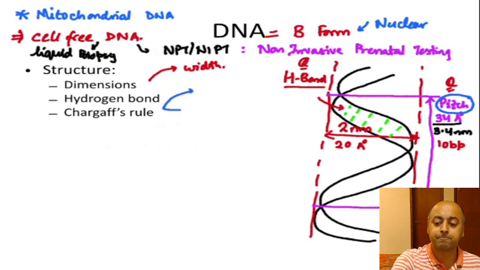In the Chargaff rule, as you must be knowing, adenine will pair with thymine, A will pair with T, and guanine will pair with cytosine, G will pair with C. So A will pair with T and G will pair with C.